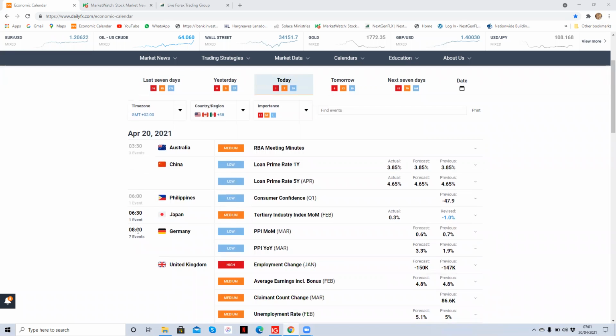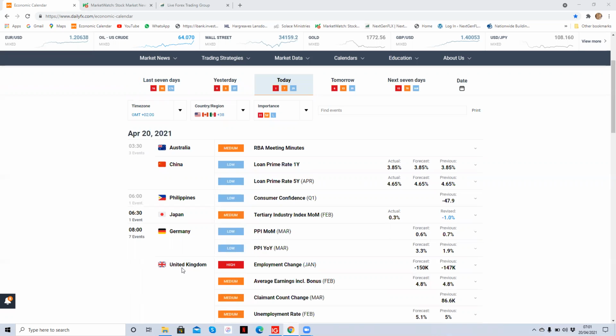So you can see at 8 o'clock, in an hour's time, we have the employment change, or basically the unemployment report, from the United Kingdom. As we know, the United Kingdom is the financial capital of the world. So this report could have an indirect impact on other currency pairs. It will have a direct impact on currencies paired with the pound and of course the UK stock market. But because the UK is the financial capital of the world, it could have an indirect effect on the other markets.